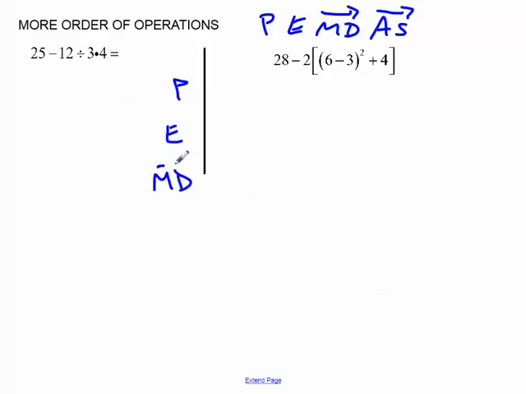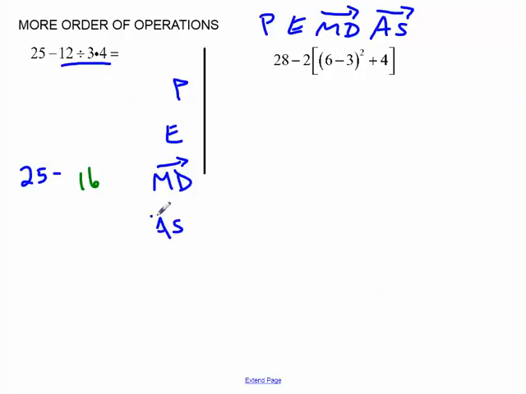Multiplication and division, left to right. 25 minus, that's subtraction, 12 divided by 3 times 4. Okay, well, right here we've got a multiplication and division. We've got to evaluate left to right. So 25 minus didn't change. The only thing that's changed now is 12 divided by 3 times 4. Remember we do it left to right. 12 divided by 3 is 4 times 4, 16. And there's our evaluation left to right.